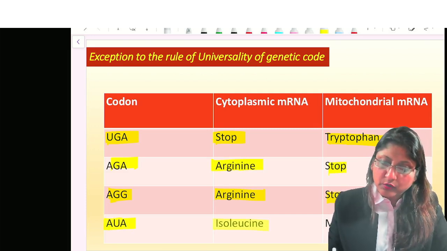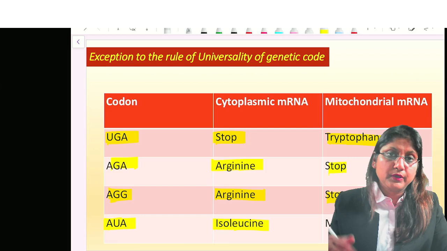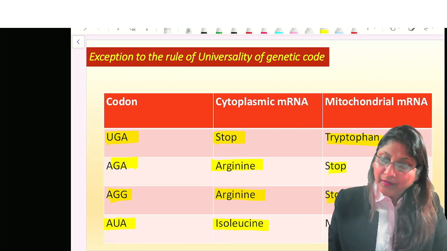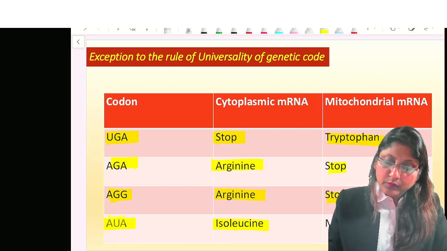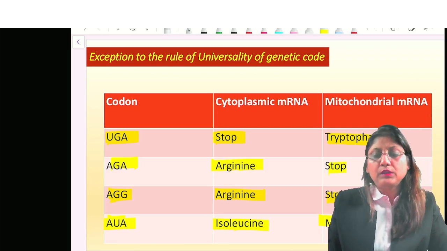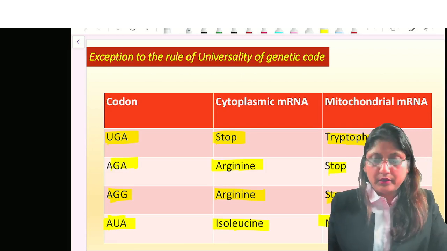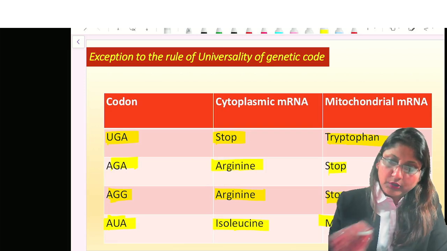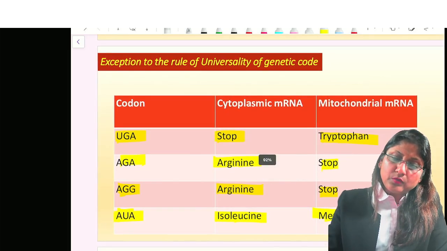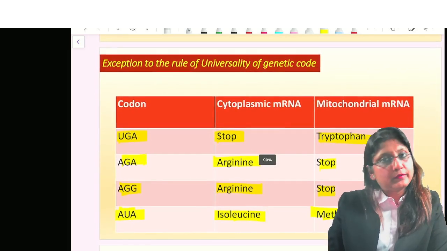AUA codes for isoleucine in the nuclear genome, nuclear messenger RNA, and AUA codes for methionine in the mitochondrial messenger RNA. Internal methionine is coded by AUA. So these facts you must know regarding exceptions to the rule of universality.